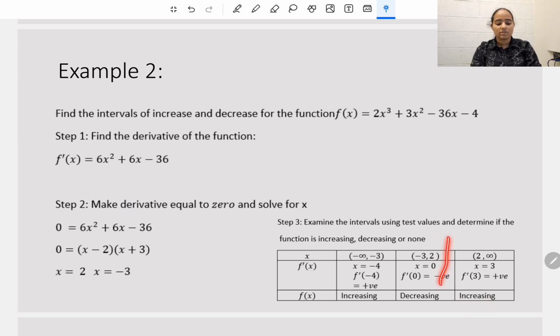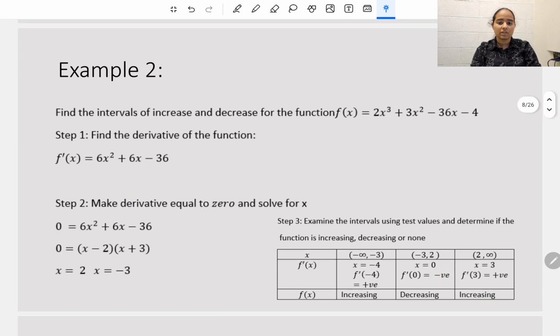In this case, we can say the function is increasing from negative infinity to negative 3, union 2 to infinity, and decreasing on the interval of negative 3 to 2.